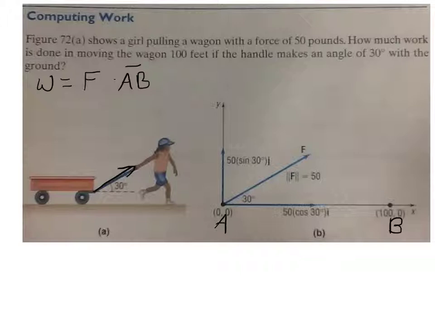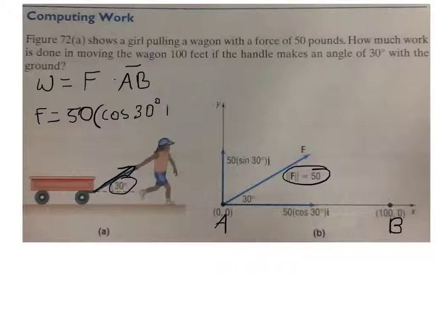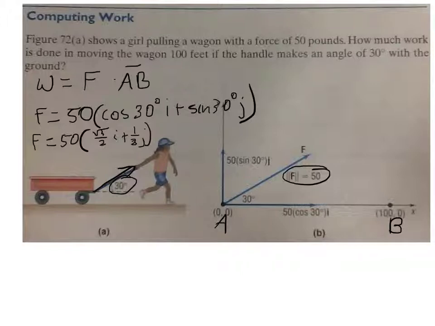All right, so first things first, we need to create a vector from our force vector. So F is going to equal the magnitude of F here, so 50, times cosine of the direction angle, 30 degrees, I, plus sine of 30 degrees, J. So then F ends up equaling 50 times root 3 over 2, I, plus 1/2 J. So we end up with F equals 50 root 3 over 2, which we can actually write as 25 root 3 I plus 25J.